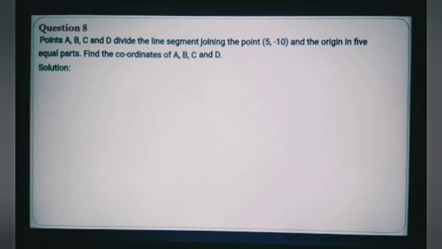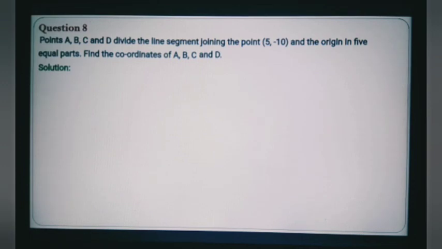That's question number 8. Question number 4 we have already seen. 5, 6, 7 you will try by yourself. So let's move on to question number 8. Points A, B, C and D divide the line segment joining 5, minus 10 and the origin in 5 equal parts. So you need to find the coordinates of A, B, C and D.